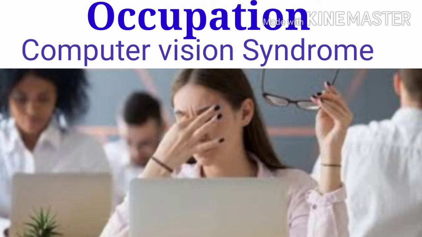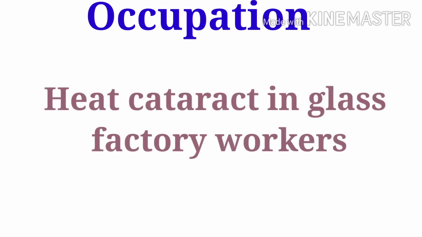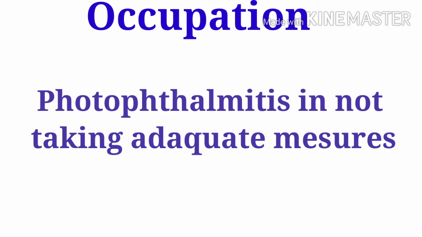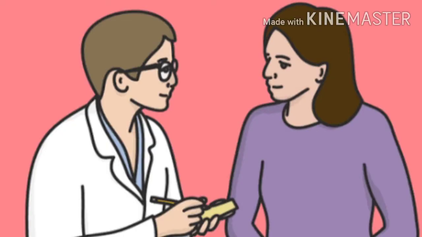Computer vision syndrome is emerging as a significant ocular health problem in computer professionals. Heat cataract is known in glass factory workers. Photophthalmitis is known in welders not taking adequate protection measures. So, from all the above points, do you know how important the history taking of occupation is? In addition, information about the patient's occupation is useful in providing ocular health education and patient visual rehabilitation.